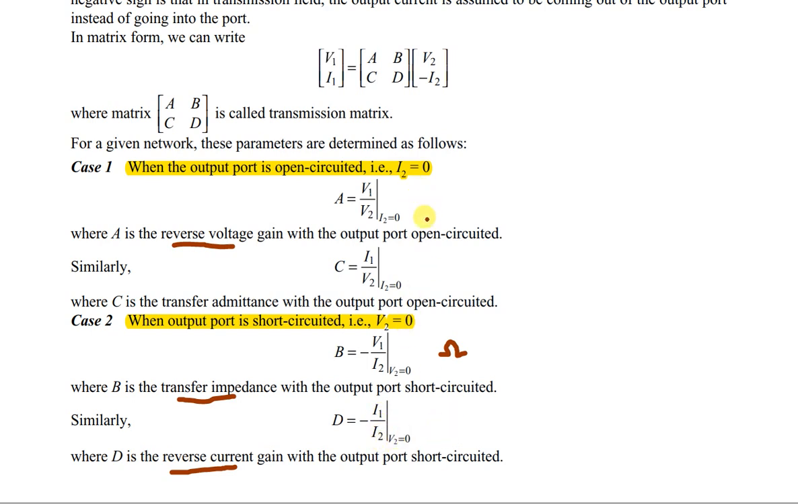Voltage by voltage also has no unit. This one's unit is mho, because it is admittance. This one is impedance, unit is ohms. This is current by current, no unit. This is also voltage by voltage, no unit. It is input voltage by output voltage, so reverse voltage gain. It is input current by output current, so it is a reverse current gain.